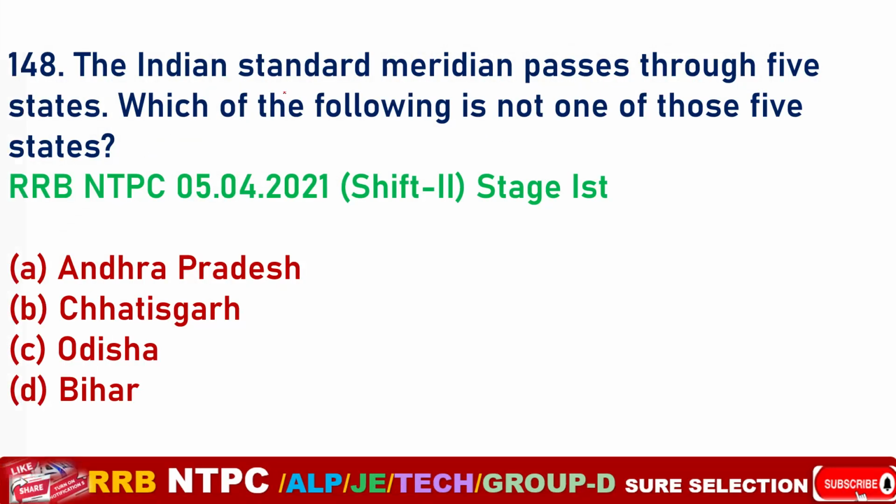The Indian Standard Time meridian passes through 5 states. Which of the following is not one of them? Andhra Pradesh, yes. Chhattisgarh, yes. Odisha, yes. Madhya Pradesh, yes. The 5 states through which the Indian Standard Meridian passes are Uttar Pradesh, Madhya Pradesh, Chhattisgarh, Odisha, and Andhra Pradesh.